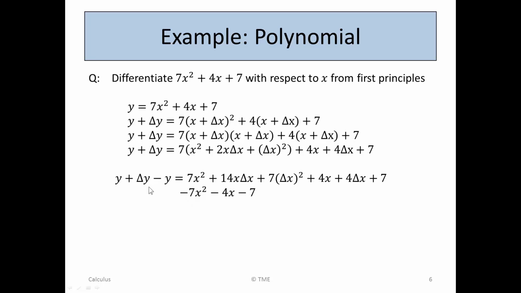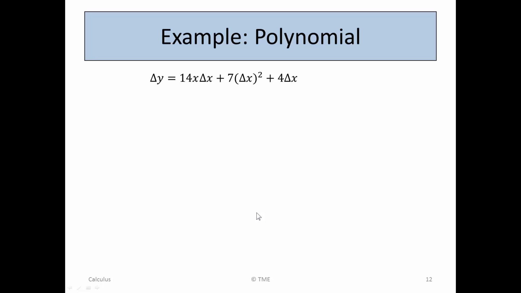And now we can do some elimination of terms. For example, the y and the minus y would cancel. The 7x squared and the minus 7x squared would cancel. The 4x and the minus 4x. The 7 and the minus 7. So we'd be left with delta y is 14x delta x plus 7 delta x squared plus 4 delta x.